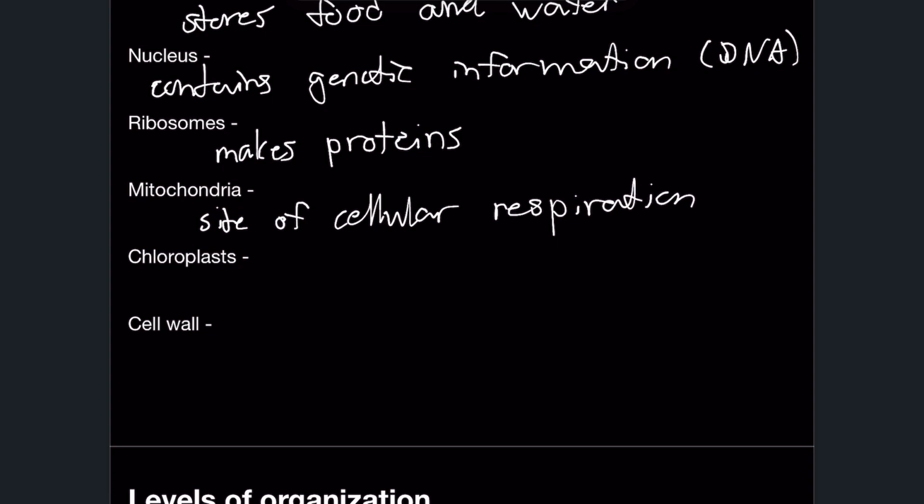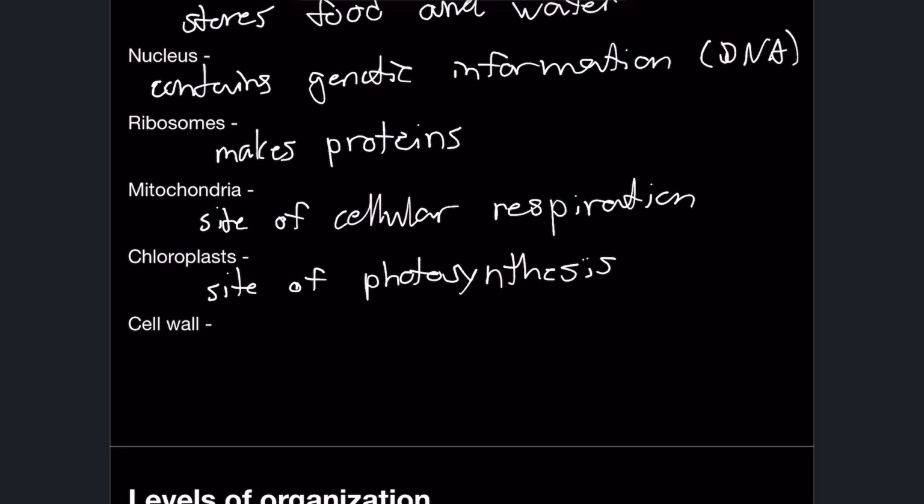Now, these next two are special because they're only found in plants. The first is the chloroplast, which is where photosynthesis occurs. It's the site of photosynthesis, which we learned a lot about. It's where the cell creates nutrients that can be used for other cell processes using light.